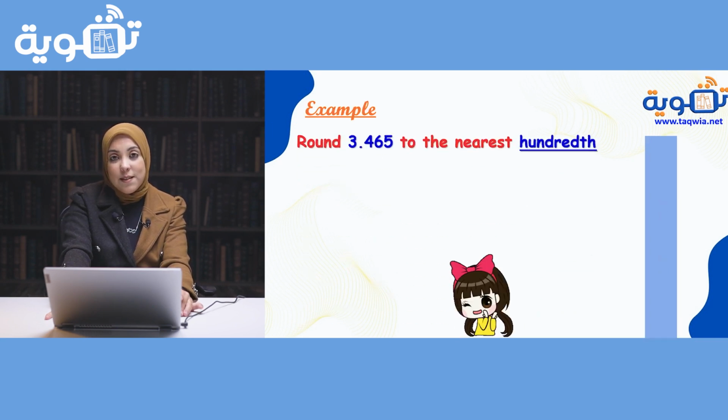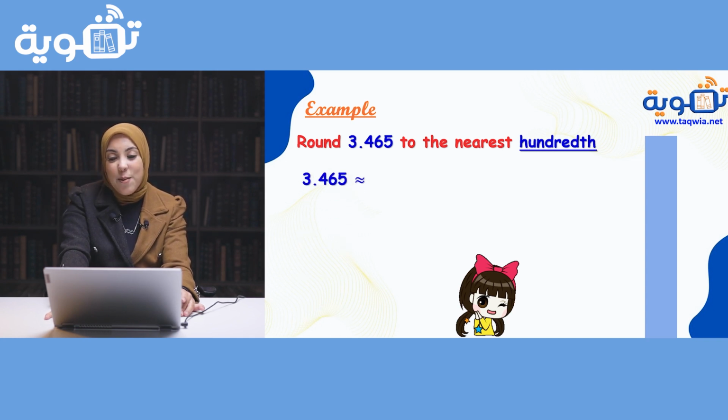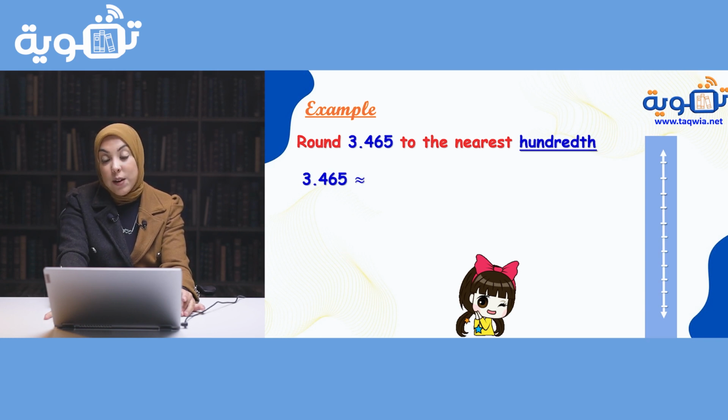Let's take another example. Here we want to round 3.465 to the nearest hundredth. What are we going to do? The same steps. We're going to draw our vertical number line, but we have to underline the hundredths place. Which one is the hundredths place here? Yes, it's 6. So here we have 3.46. 3.46 lies between which two decimal numbers? It lies between 3.46 and 3.47.